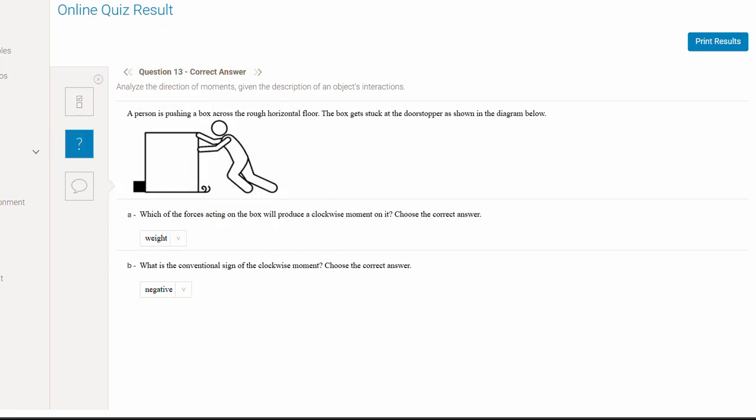Alright, so let's actually try the pushing force. Here. So, also, it will be clockwise. So the only thing left is weight. Weight actually produces a counterclockwise force, which is correct. And since it is counterclockwise, it's going to be positive by convention, as they said. That's all you need to know for this question.